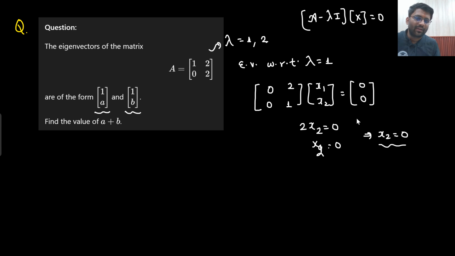And x1 is a free variable. So what is the eigenvector you are getting? The eigenvector I am getting is: this is a free variable and this value is 0. So I am pretty sure that this has to be 0. A has to be 0. What about the value of B?